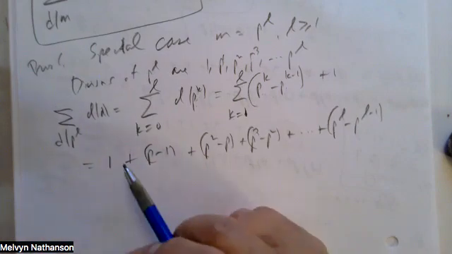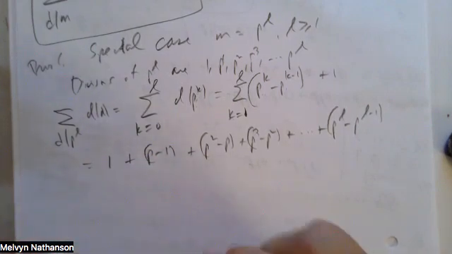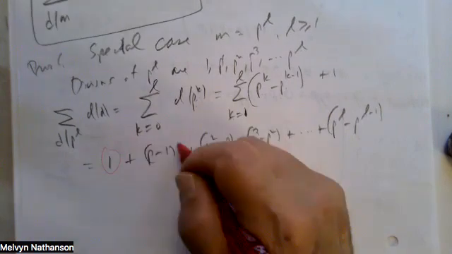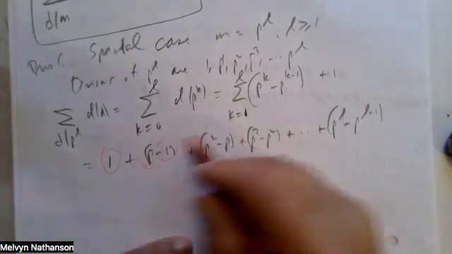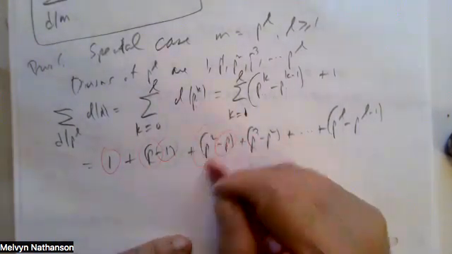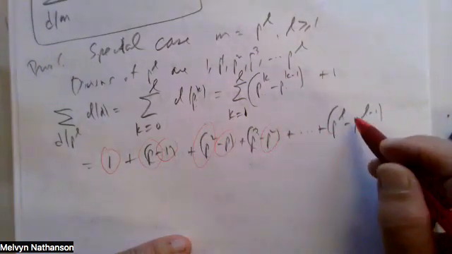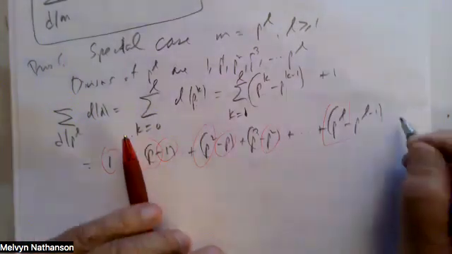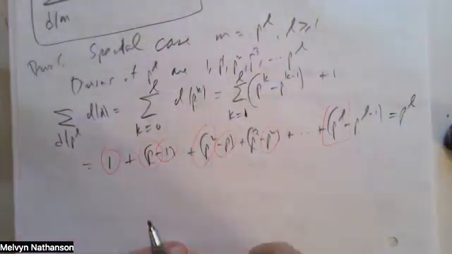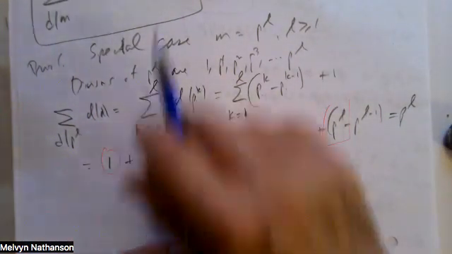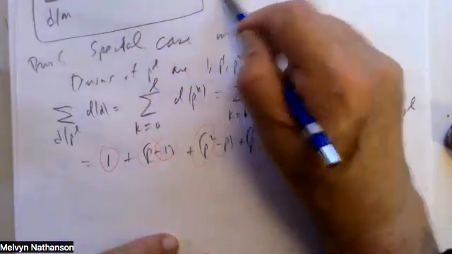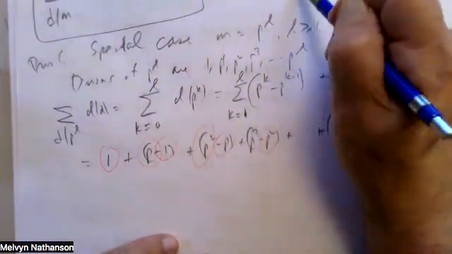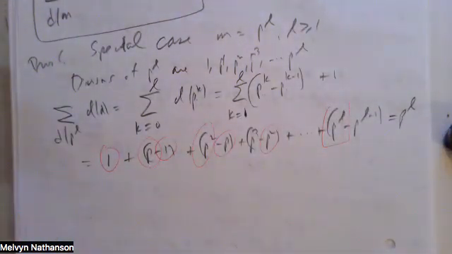And this is what's called a telescoping sum. Everything cancels. The 1 cancels the minus 1. The p cancels the minus p. P squared cancels minus p squared. Everything cancels until you get to this last term, which is p to the L. So what we just proved is that this formula is certainly true when m is a power of a prime.